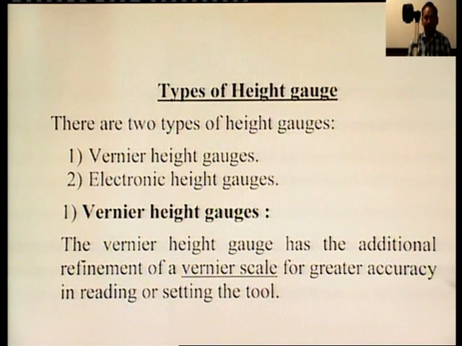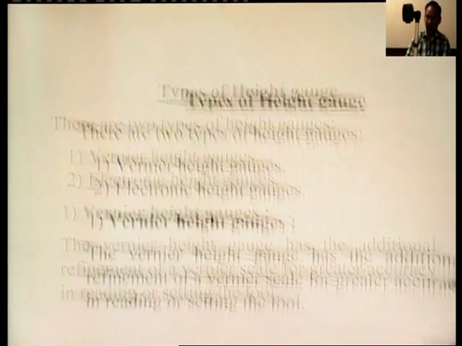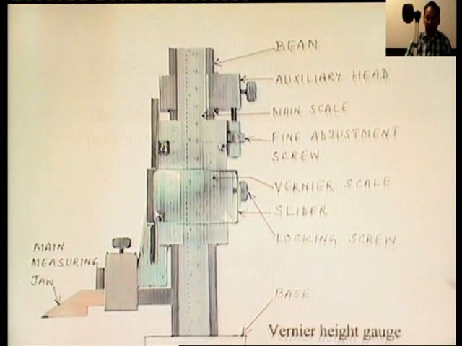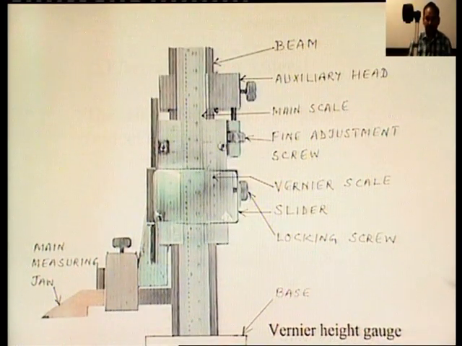Types of height gauges. If we discuss the types of height gauges, there are two types. First is the vernier height gauge and second is the electronic height gauge. So, first, the vernier height gauge. The vernier height gauge has the additional refinement of a vernier scale for greater accuracy in reading or setting the tools.